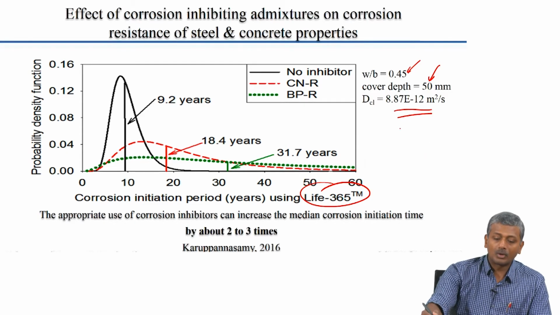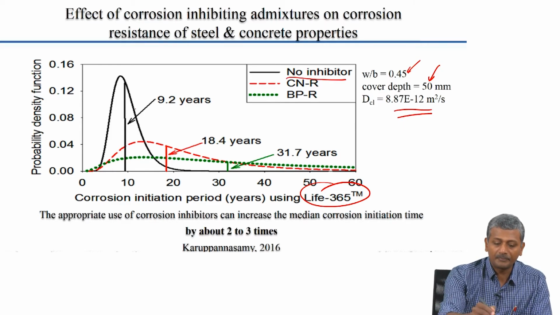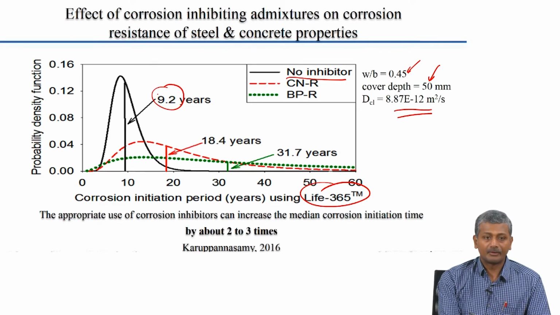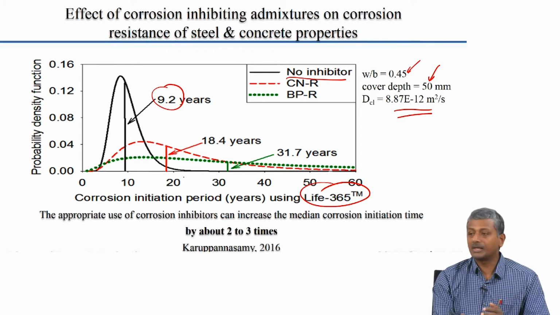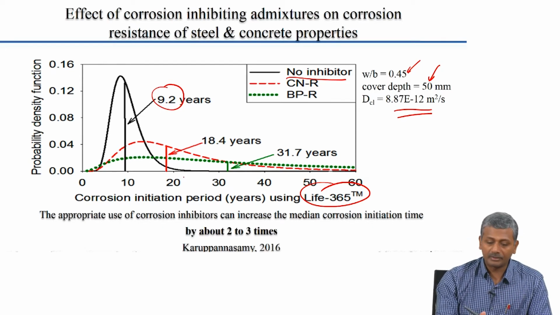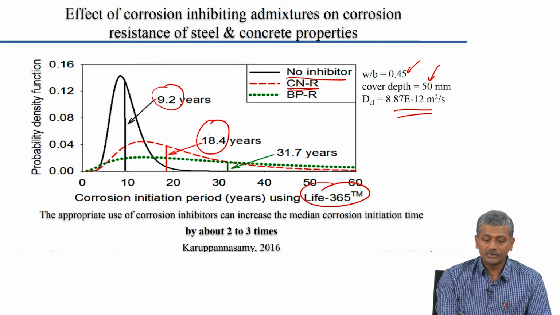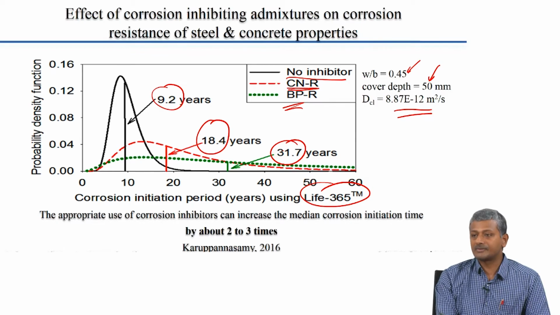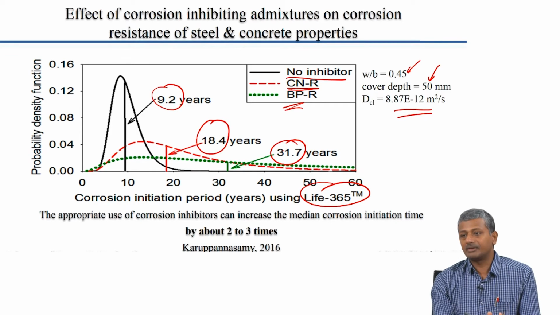So, based on this, what Jayachandran, who worked on this PhD thesis, was able to show was, with no inhibitor, the probabilistic service life had an average of 9.2 years. Of course, this distribution is a probability density function of the service life. If you are taking 50% or the mean, it is about 9.2 years in the case of concrete without any inhibitor. When you use calcium nitrate, which is an anodic inhibitor, you extend it to almost double, 18.4 years, and for a bipolar you are taking it to more than 3 times the service life predicted without the inhibitor. Again, inhibitors can have a significant influence on the service life.